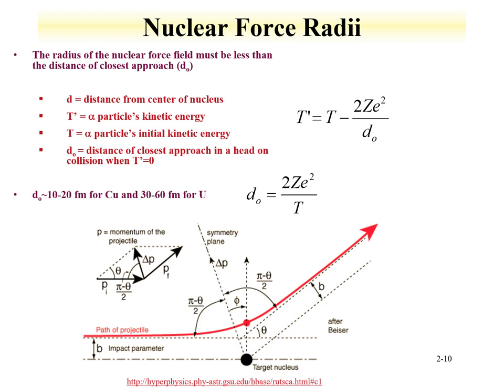So experiments are performed with this, and the gold foil scattering experiment is the classic. But with these experiments, what one can do is get the distance of closest approach with an alpha particle. It's 2z times the electron charge divided by the kinetic energy. So you get distances of 10 to 20 femtometers for copper and 30 to 60 femtometers for uranium. Why are those differences in the distances? They're pretty significant. It really has to do with the energy of the particle one is using to probe the nucleus. And what you're really looking at is Coulombic properties. So it's a close approximation, but it gives us ideas on this distance of closest approach to the nucleus.